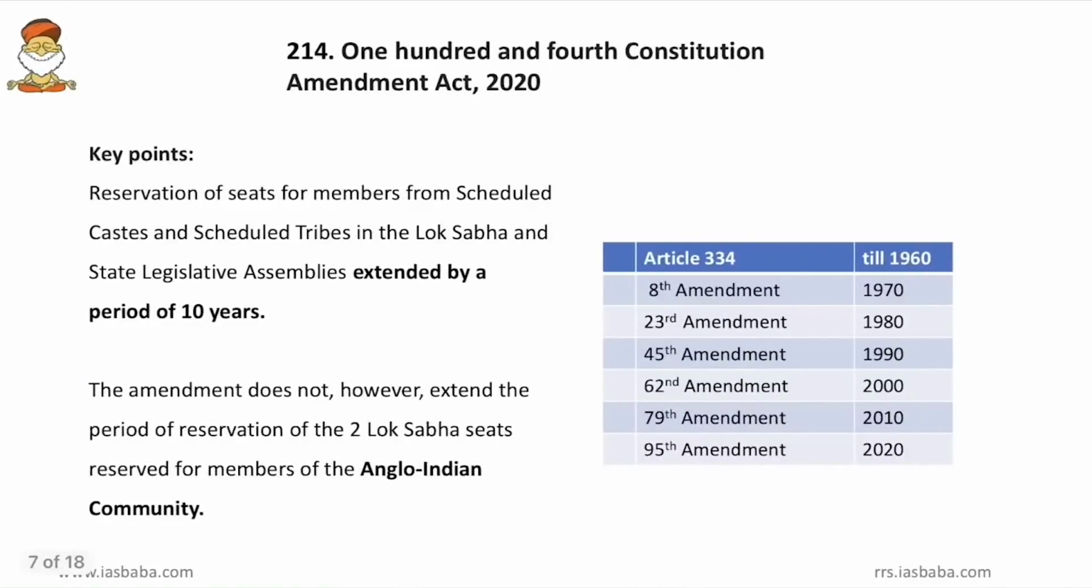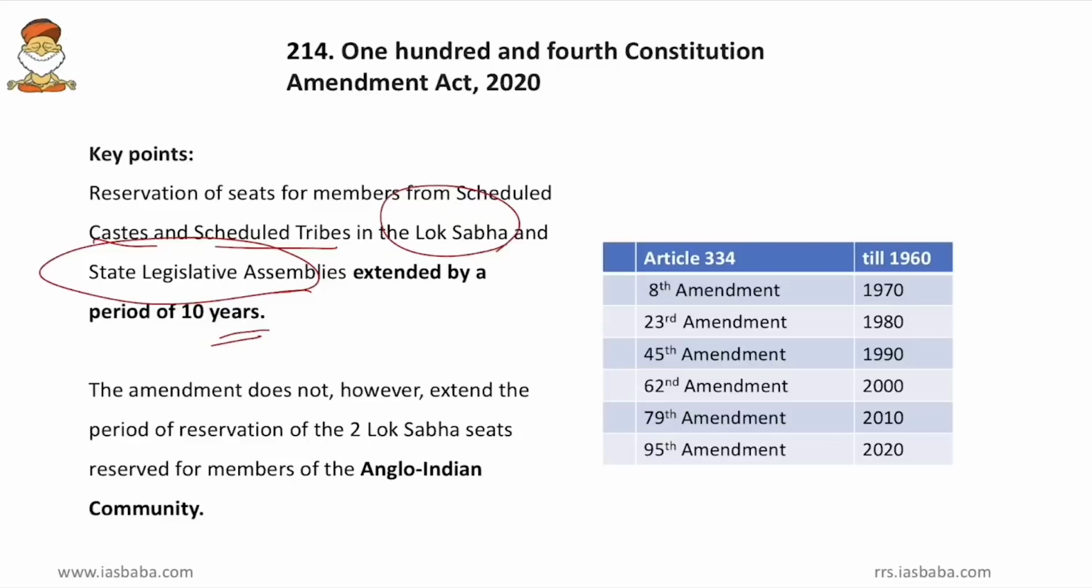Then come to the next, the 104th Constitution Amendment Act 2020. This amendment was done last year and that is why it becomes important. So what are the key points of this amendment? Here, the reservation of seats for the members from scheduled castes and scheduled tribes in the Lok Sabha and the state legislative assemblies was extended by a period of 10 years. We know that this has been extended since 1970, and once again it got extended this time as well.